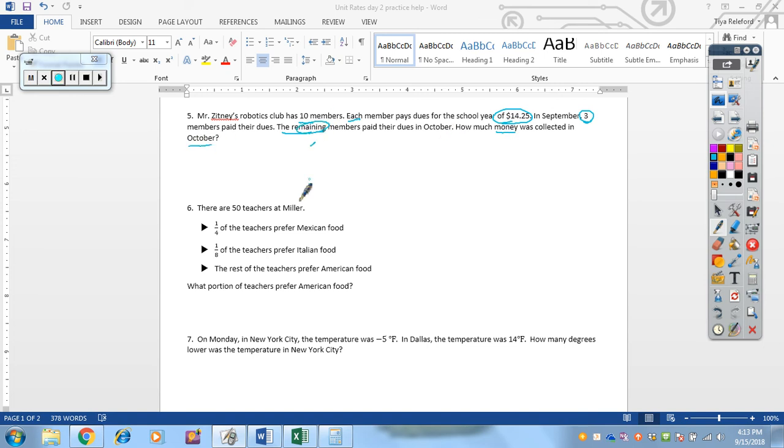Remaining usually means to subtract. So what I have to do is find out how many people paid in October. Well, my problem says 10 members, 3 of them paid in September. Whoever's remaining is October. So that's how many people paid in October. And how much is everybody paying? Well, in my problem, they pay $14.25 times the 7 people that paid in October. Oops, I already made a mistake.